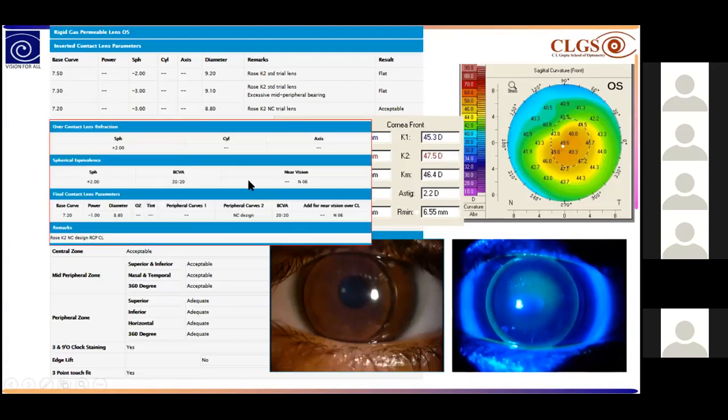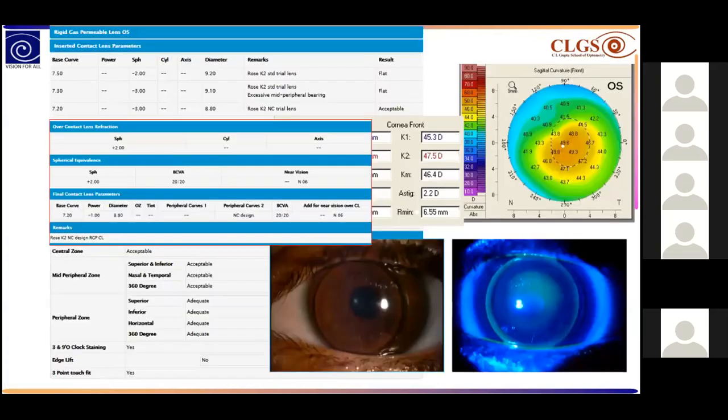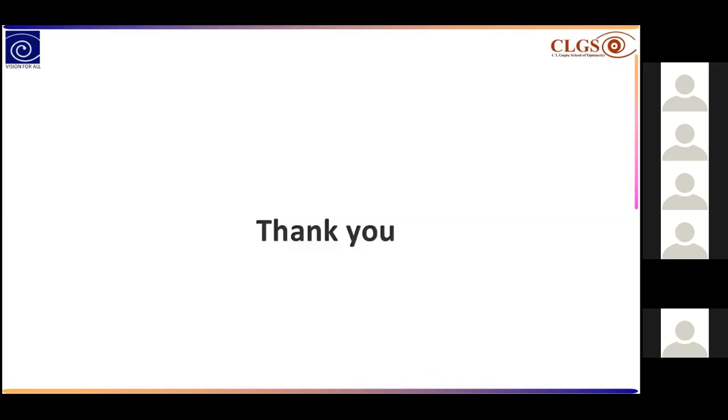On top of that contact lens, we got an over-refraction of around +2. The final contact lens ordered for this patient is 7.2 base curve with -1 diopter power and 8.8 diameter. The patient was ordered a pair of RGP lenses in that visit and was doing well with them. The patient was also given the option of scleral lenses, but the parents wanted to first try RGP lenses, and in the follow-up visit they may plan for scleral lenses also. Thank you, ma'am and sir.